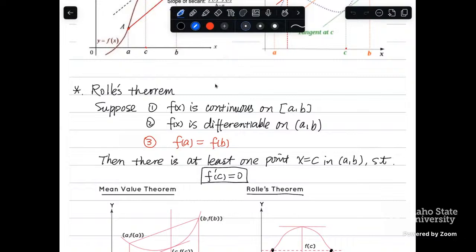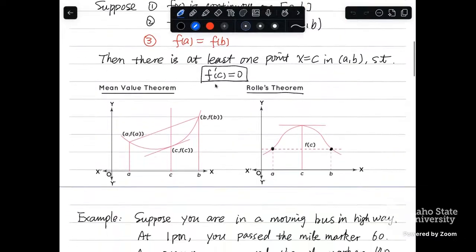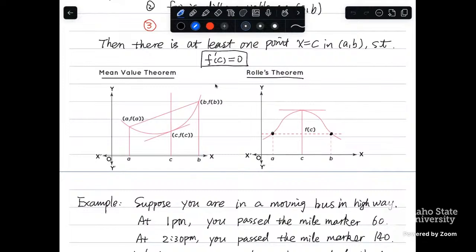So the difference is that the mean value theorem doesn't require these two endpoints to have the same value. Rolle's theorem tells you that if you have the additional condition that the two endpoints have the same function value, then in between there must be at least one point such that the derivative equals 0.